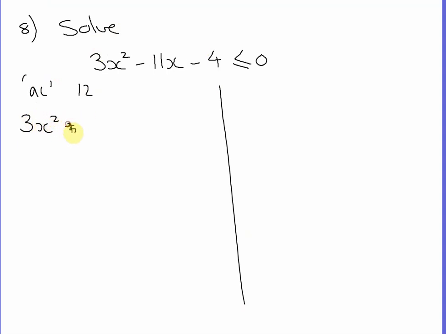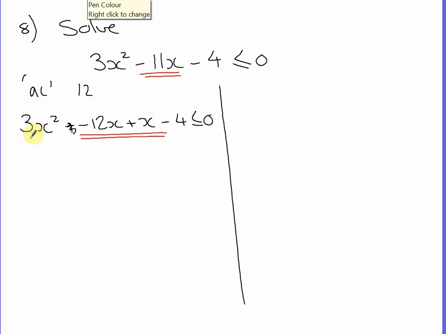So if we did minus 12x plus 1x, you'll see that this part here is the same. It's just a rewrite. I've not made it any bigger. And if you don't know the AC method, then this isn't the video for you, and you need to learn that first. So then we factorise in parts. We factorise in pairs. Factorise the first pair and the second pair.